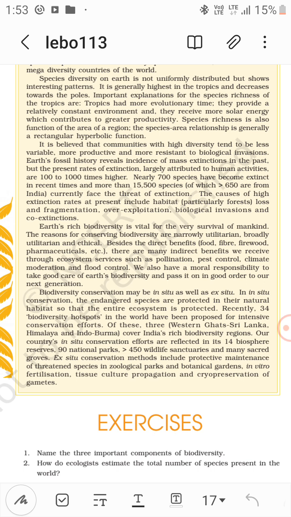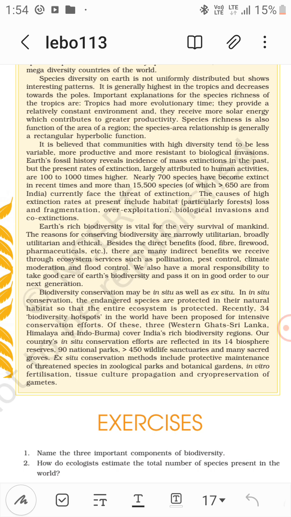The reasons for conserving biodiversity are narrowly utilitarian, that is direct benefit, broadly utilitarian, that is indirect benefit, and ethical, that is emotional. Besides the direct benefits, that is food, fiber, firewood, and pharmaceuticals, there are many indirect benefits we receive through ecosystem services such as pollination. Pollination is done by animals, right?